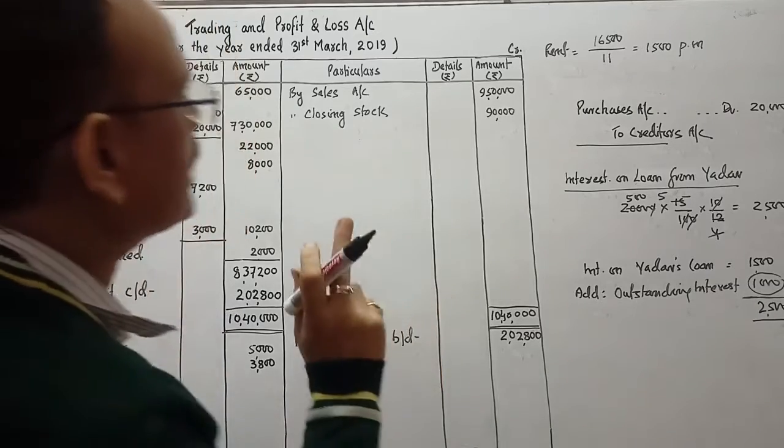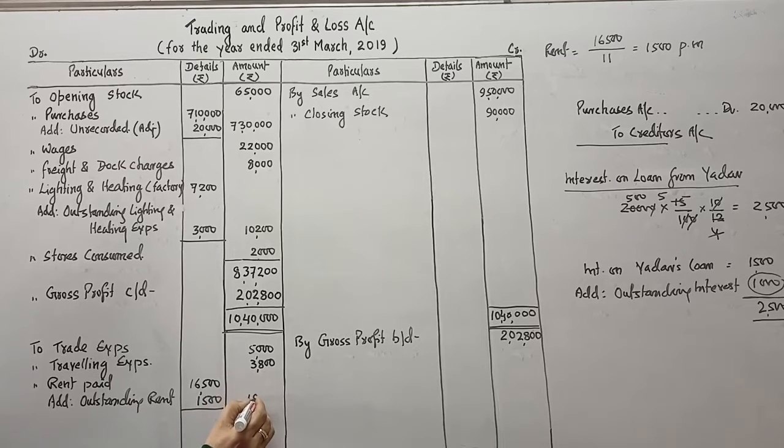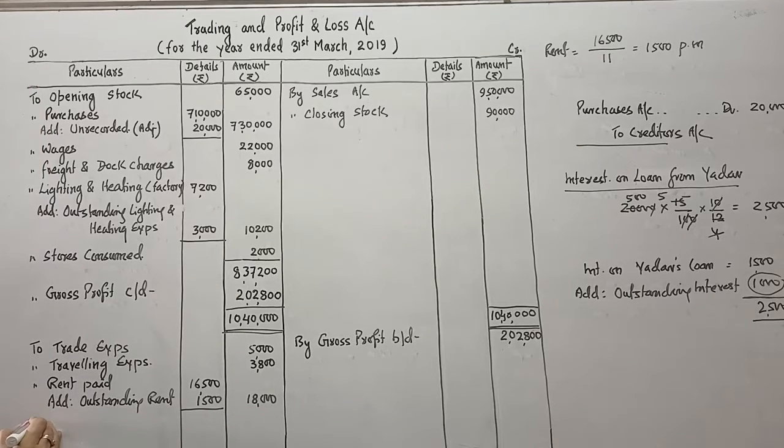So 1 month's rent is outstanding. You write the information in the inner column: 16,500 rent of 11 months, and you add outstanding rent of 1 month, that is 1,500. So total rent, you write it in the outer column, 18,000, is the total rent of the financial year 2018-19.